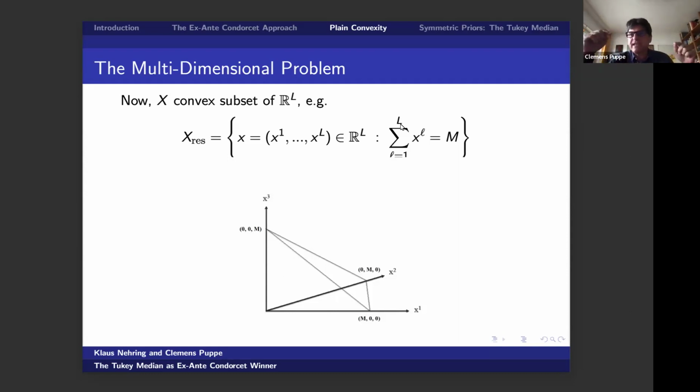Because you can then represent simply by saying, well, that's how much I want to spend on the first project. Then if you want to spend all your money, then you already know how much money you have left for the second project, right? So if L is 3, then you have a two-dimensional problem like here shown in this graph, and so on and so on.